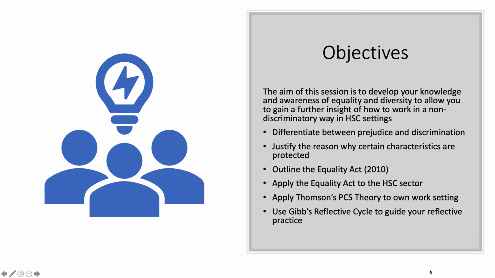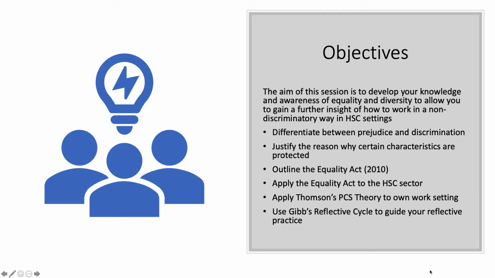care settings. So there's quite a few things I want to do during this video. We're going to differentiate between prejudice and discrimination. So we're going to look at what the difference is between those two terms, and then we'll justify the reason why certain characteristics are protected. So when people are discriminated against or treated differently, it's often because of a particular characteristic that they have. So we will look at the Equality Act and look at what the Equality Act says are protected characteristics. So, i.e. the characteristics that people should not be treated differently because of.